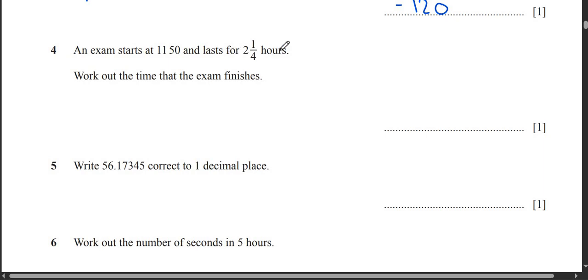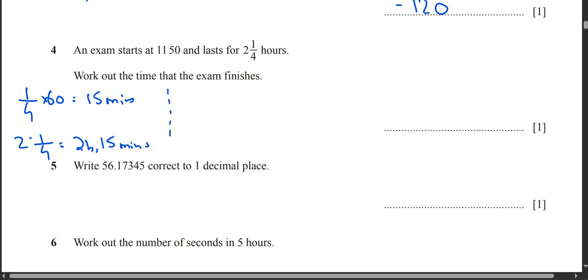If we move to the next question, it says that an exam starts at 11:50 and lasts for 2 and 1/4 hours. Work out the time that the exam finishes. We already know what 2 hours means, but what about 1/4? 1/4 basically means if we multiply it with 60, it will give us 15 minutes. So 2 and 1/4 hours actually means 2 hours and 15 minutes.